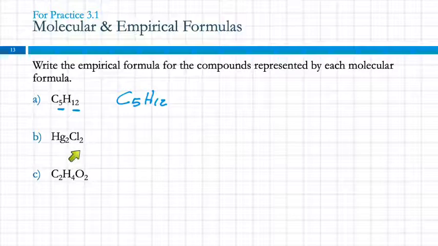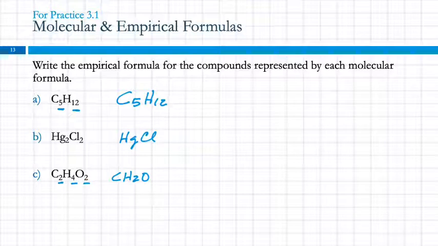How about Hg2Cl2? We could reduce that to HgCl. How about C2H4O2? CH2O. So each of these subscripts could be divided by 2, giving us this formula. Any questions?